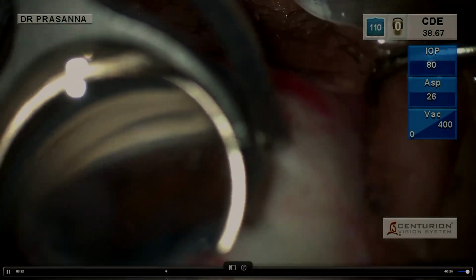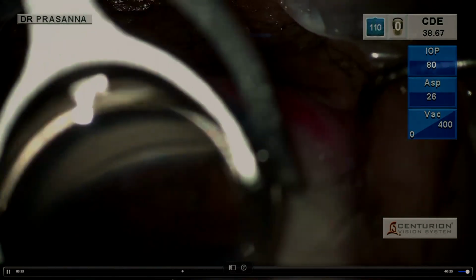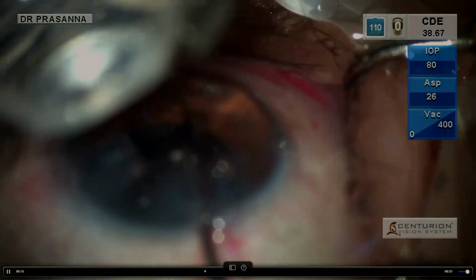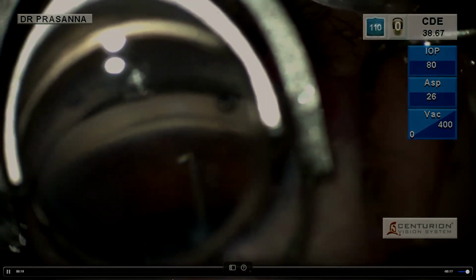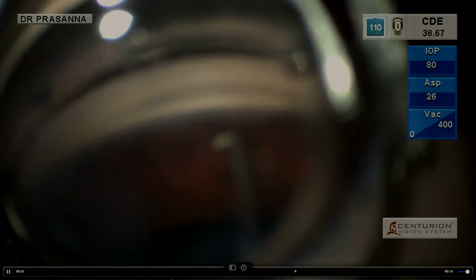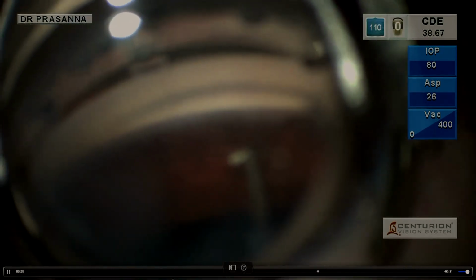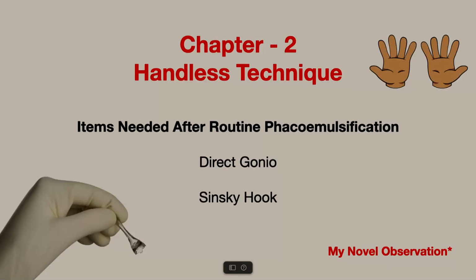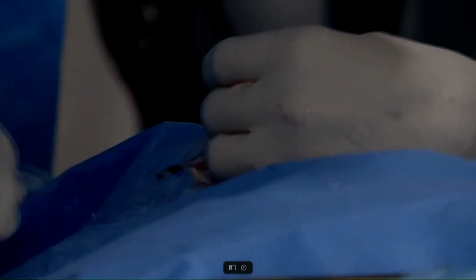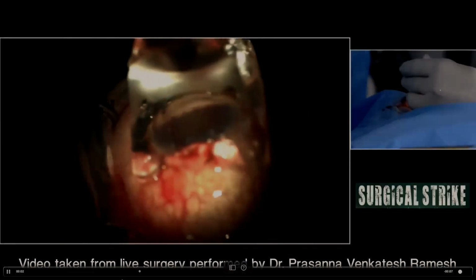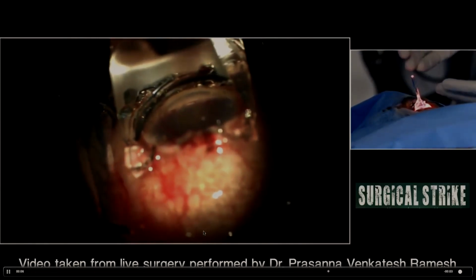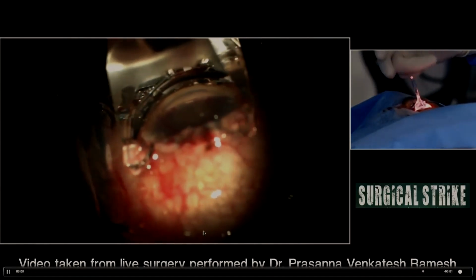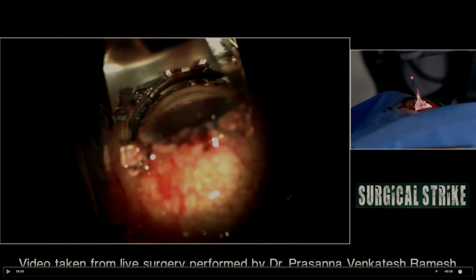But with this lens, what I've noticed is when you do advanced MIGS procedures, or when you do a BANG or a KDB and you want to go to the extra edge on the left or the right side, I think this lens is something that neophytes or beginners can start their gonioscopy journey with, so that you gain more confidence as you move forward, where you start performing these handless techniques. And the reproducibility of this is excellent. This is one of my live surgery videos, which I recently got an opportunity to perform in January at Surgical Strike.